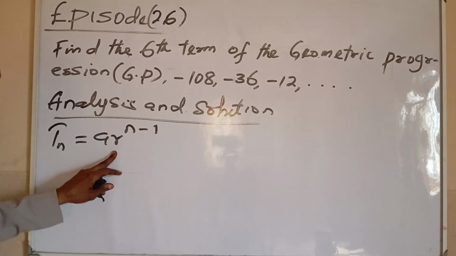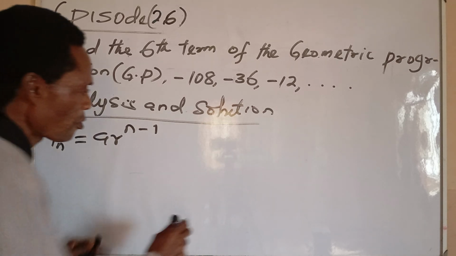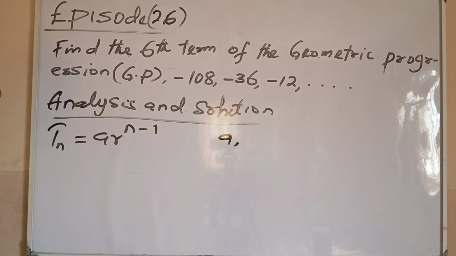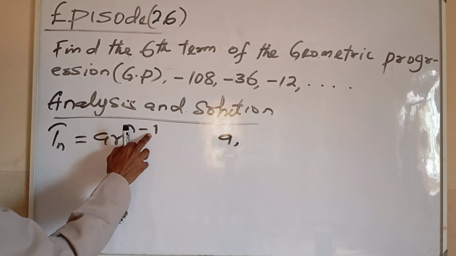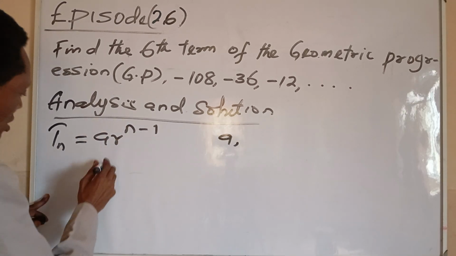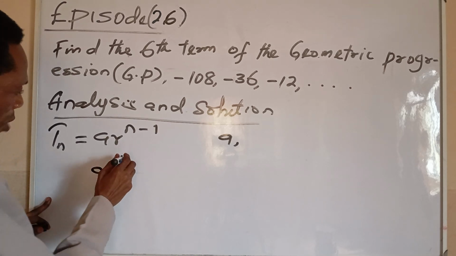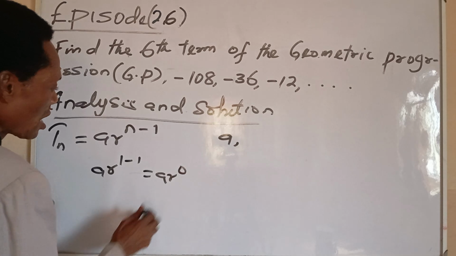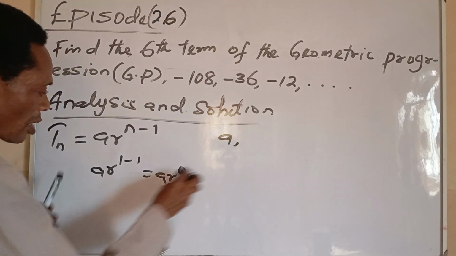Then how do you generate the subsequent ones? If your first term is A, then for the first position you put 1 here. 1 minus 1 will give you 0, so A R raised to the power of 0. Anything raised to the power of 0 is 1, and 1 times A will give you A. So you have gotten your first one.